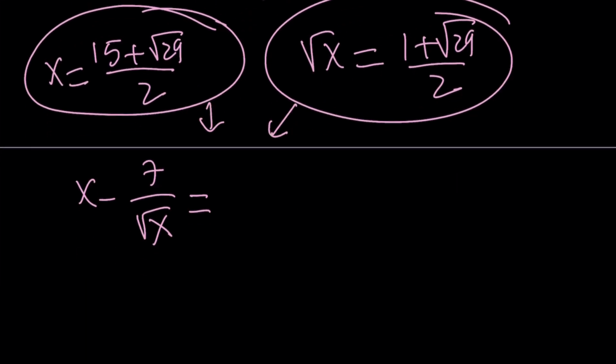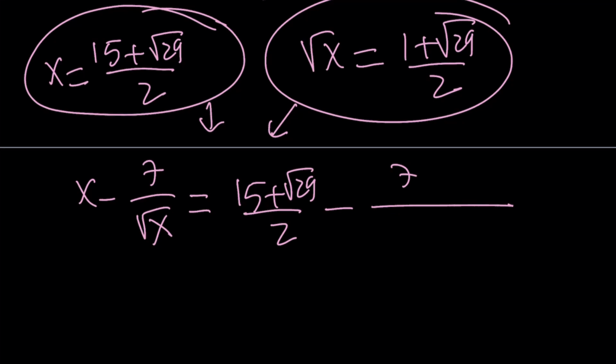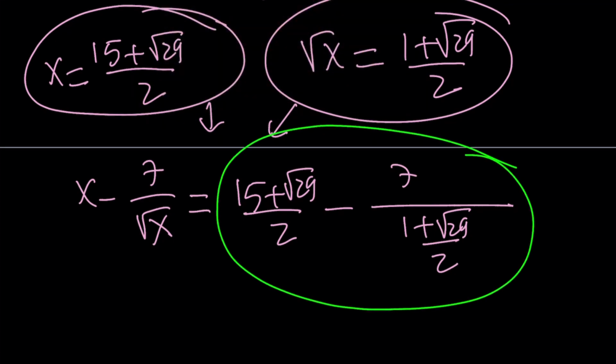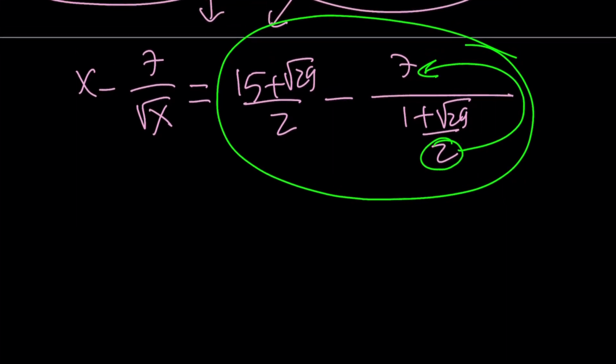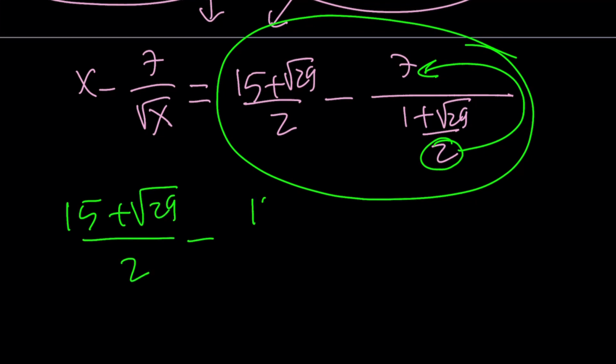Easy, right? So x is equal to 15 plus root 29 over 2 minus 7 divided by square root of x, which is 1 plus root 29 over 2. So I got to simplify this expression. Does that look complicated? A little bit, but don't worry about it. We're going to simplify it and we're going to get a really nice answer from here. And that's going to be our answer. But first of all, let's flip and multiply. So we're going to multiply 7 by 2. That's going to give us the following. 15 plus root 29 over 2 minus 14 divided by 1 plus root 29.